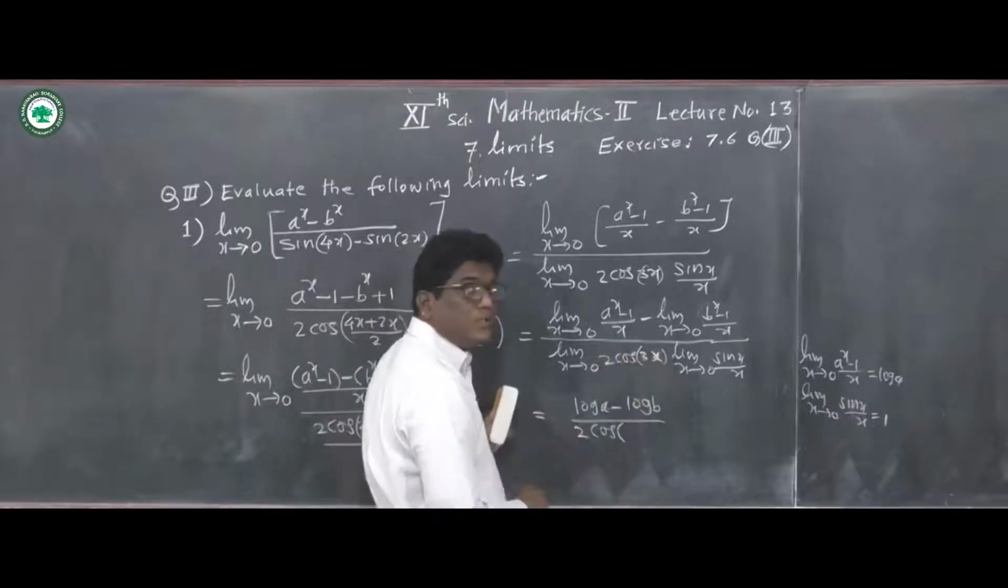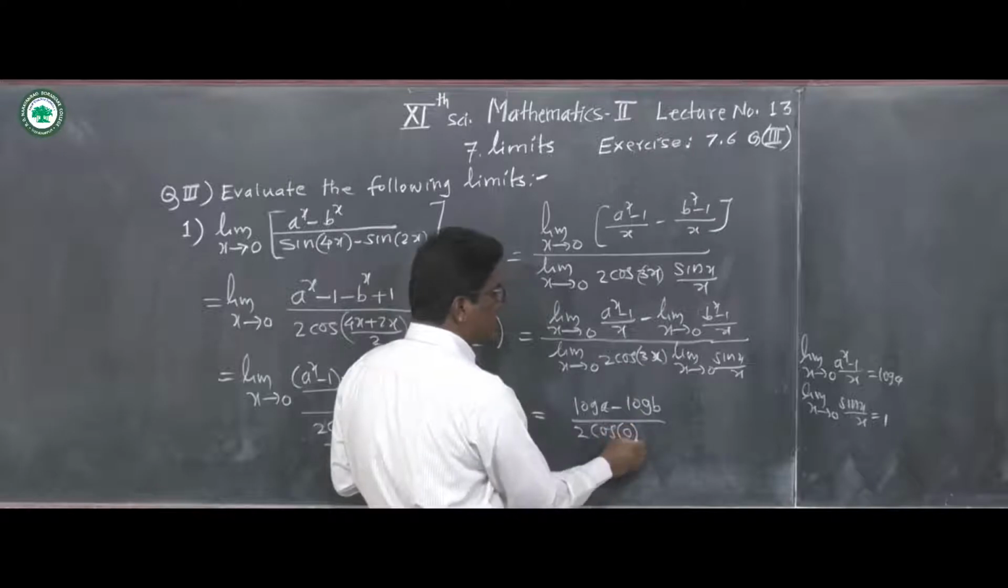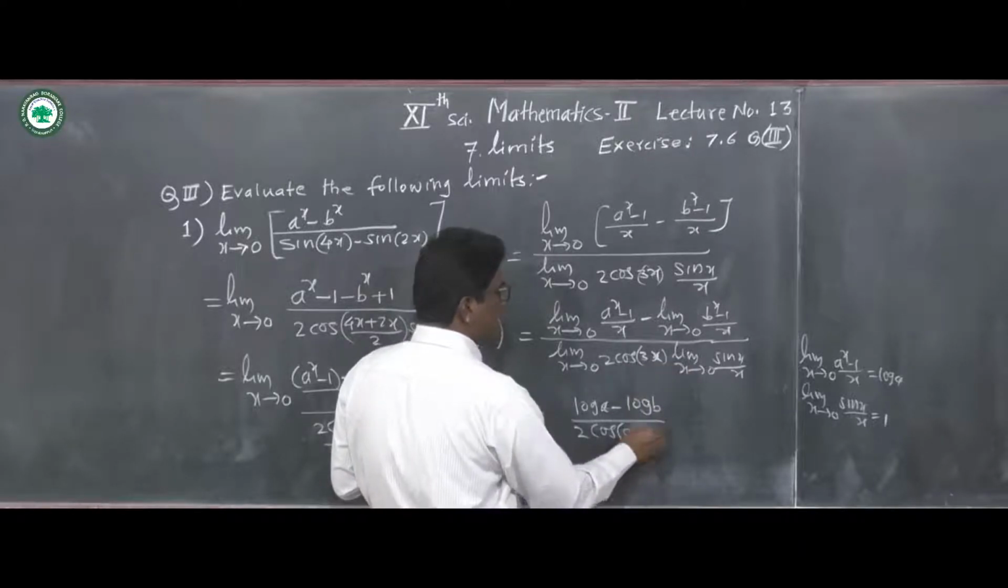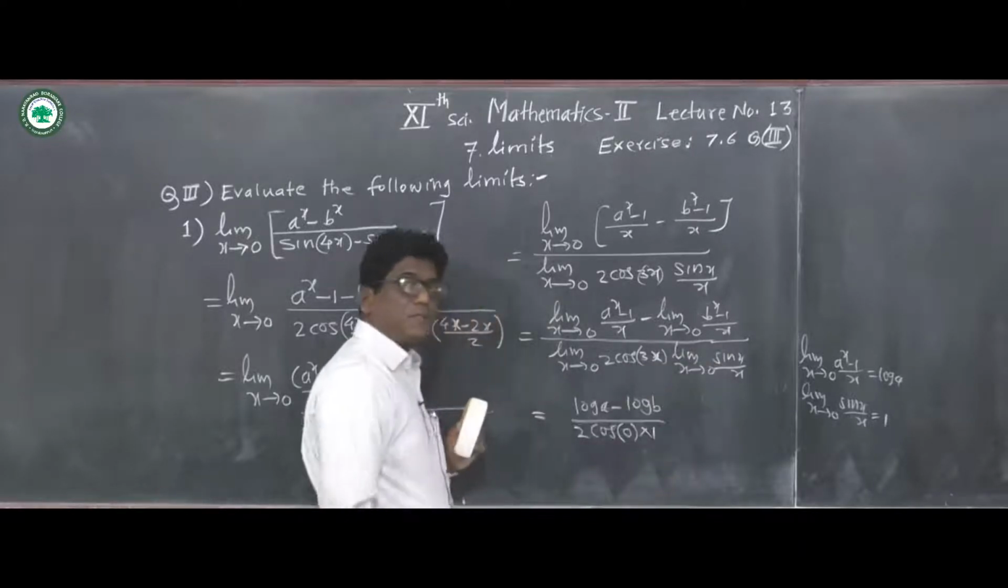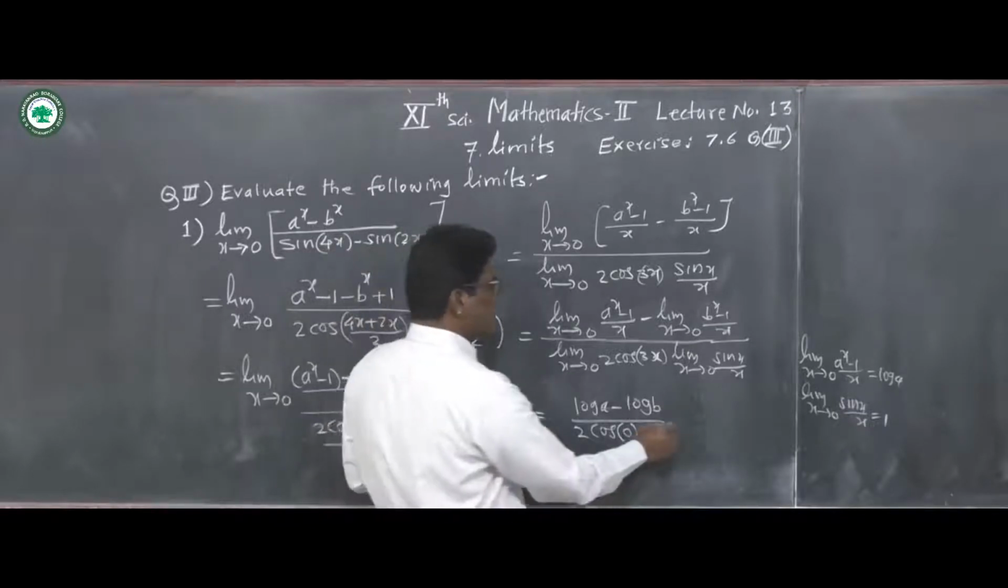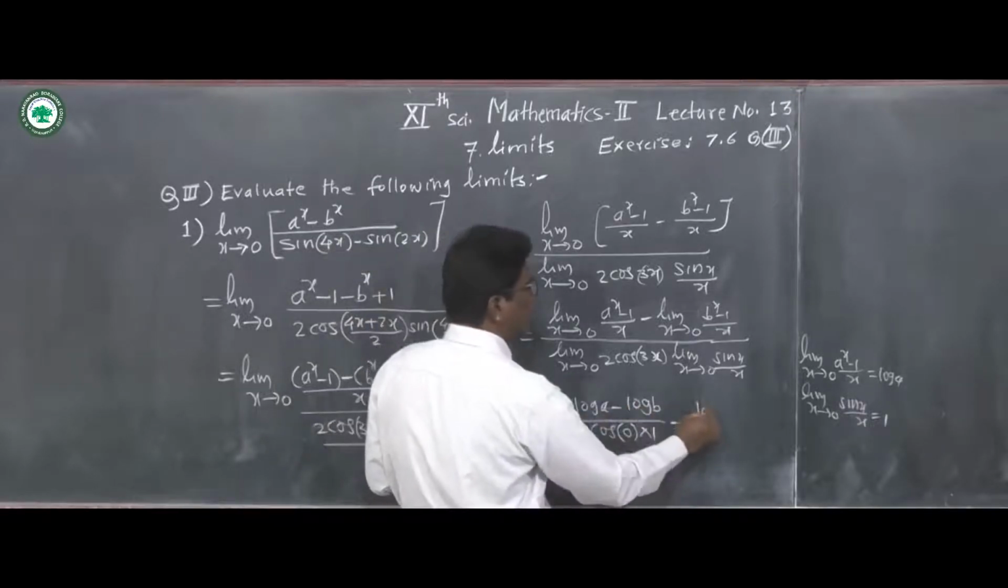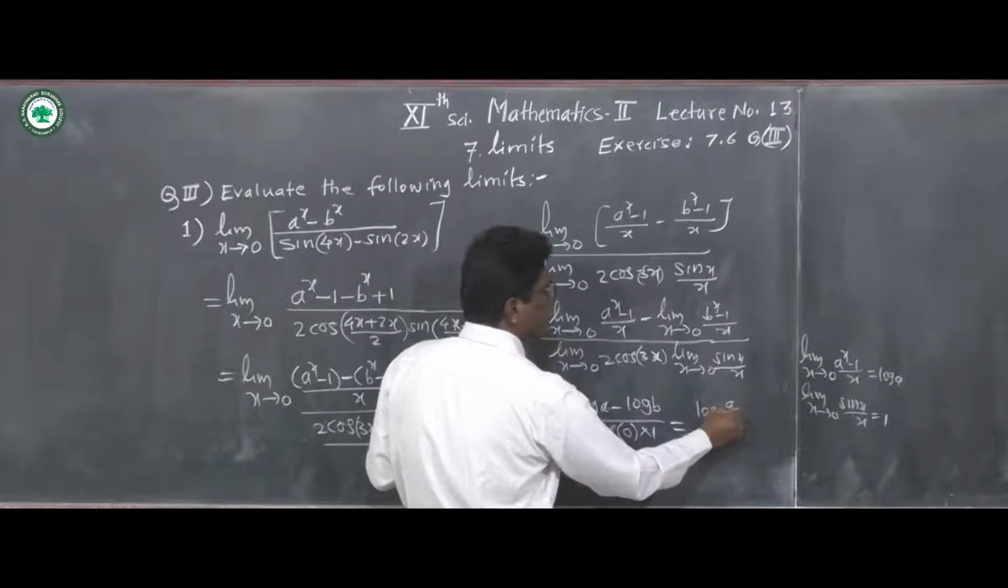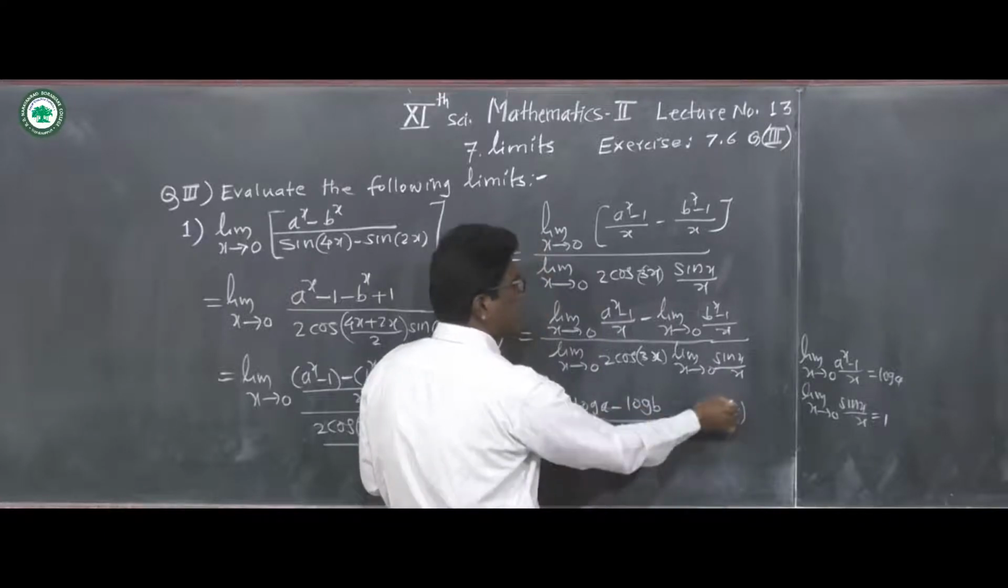X is 0. So 3 into 0 is 0, cos of 0 into here, this is 1. Limit x tends to 0, sin x upon x, that is 1. So it is equal to, now here I take log common. So log of a upon b, when there is a subtraction, we take division.